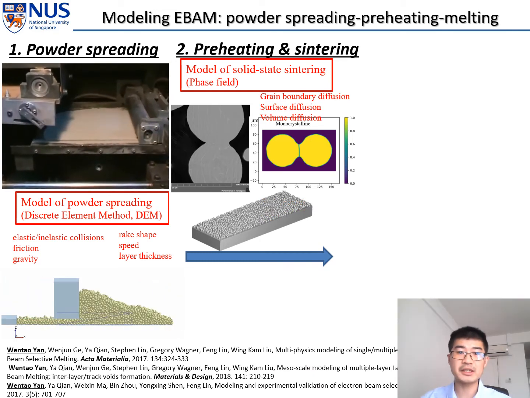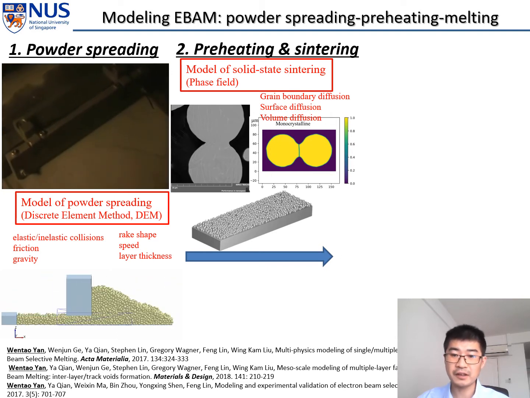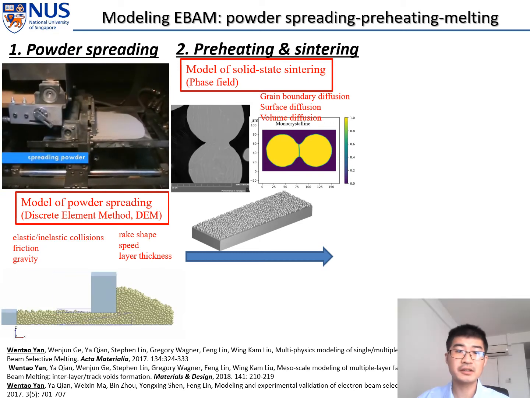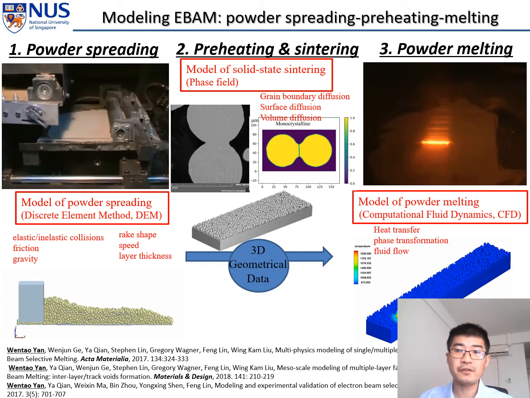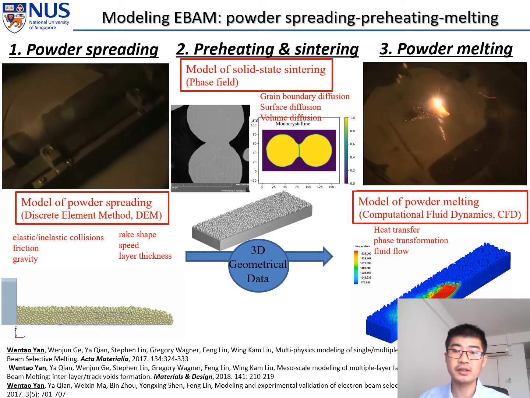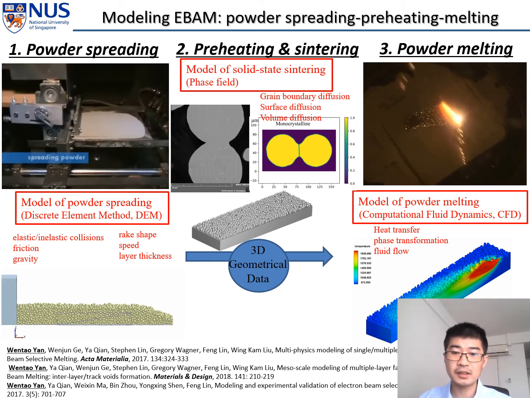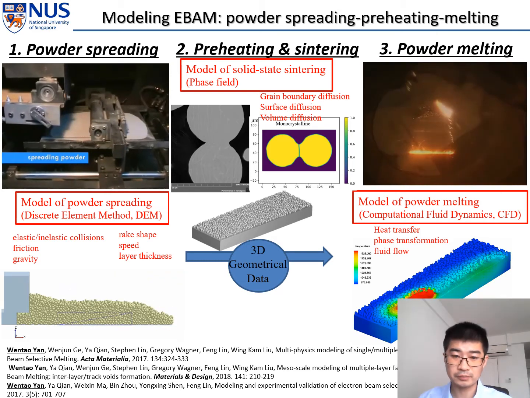The second procedure is preheating and powder sintering. In order to investigate the solid-state sintering, we develop a model using the phase field method, where we consider grain boundary diffusion, surface diffusion, and volume diffusion. And for the third procedure, powder melting, we develop a model using the computational fluid dynamics method, where we consider heat transfer, phase transformations, and fluid flow.